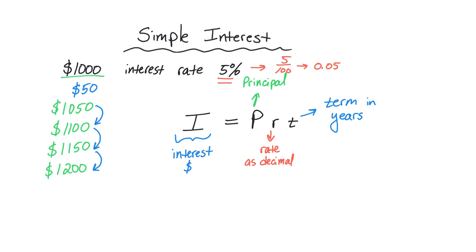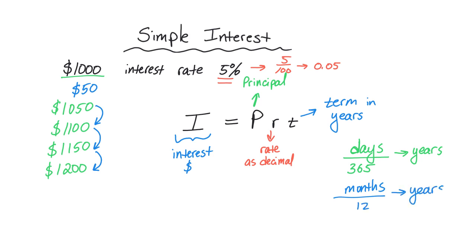The key with the term is to make sure that your investment is always converted into years. So if you have days, let's say you only want to invest for 65 days. To convert it as part of a year, you would need to divide by 365, because there are 365 days in a year. If you had months, then you would divide by 12 to convert it into a year, because again, there are 12 months in a year. Same thing with weeks, and so on. And this is also all on your formula sheet as well.